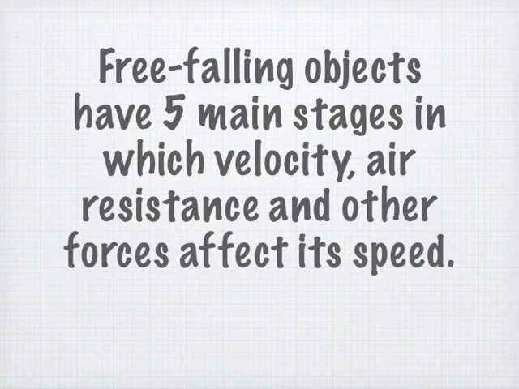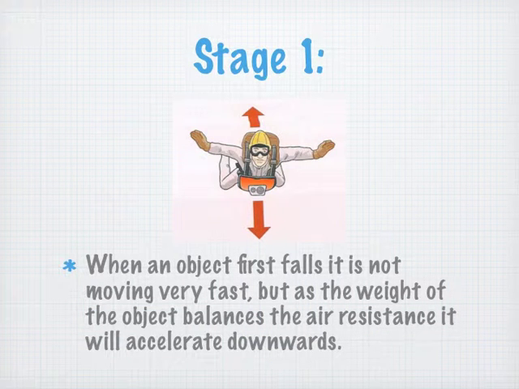Free-falling objects have 5 main stages in which velocity, air resistance, and other forces affect its speed. Stage 1. When an object first falls, it is not moving very fast, but as the weight of the object balances the air resistance, it will accelerate downwards.